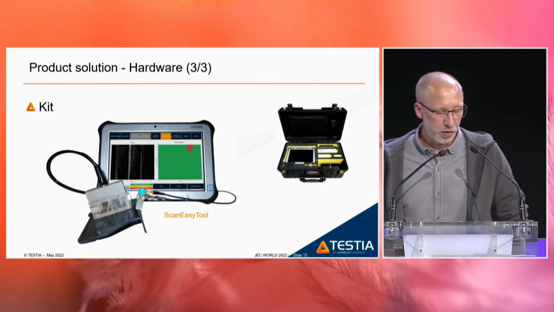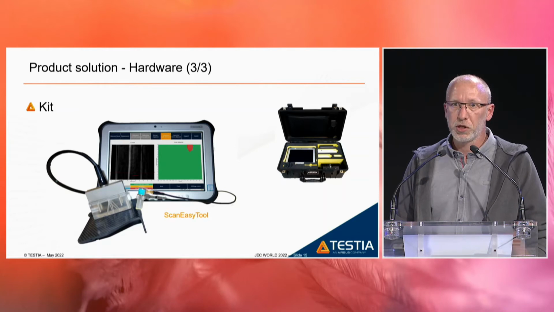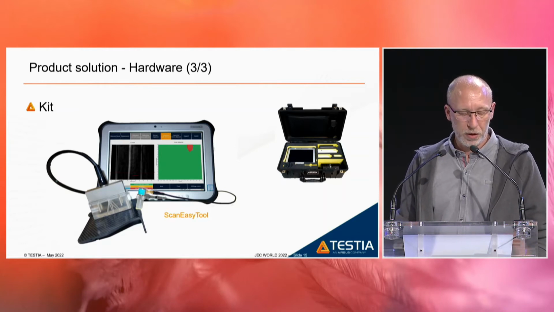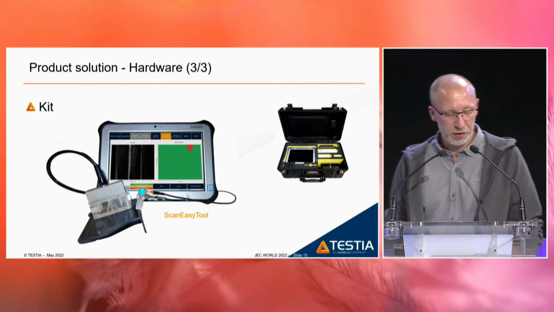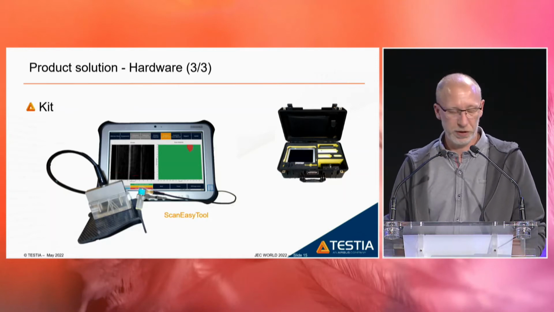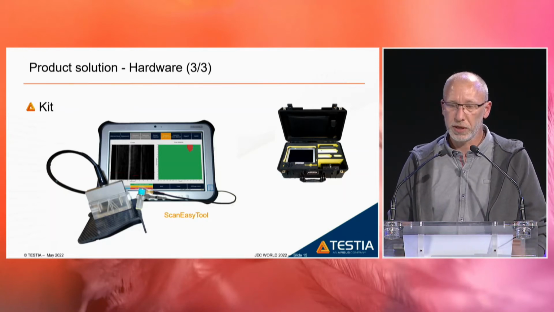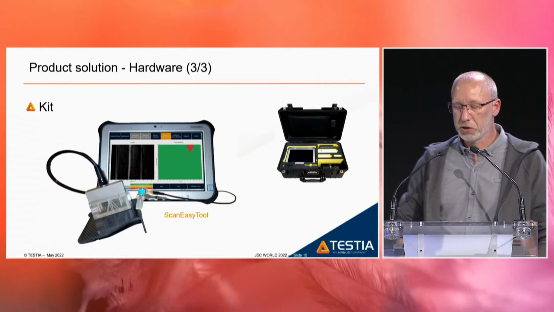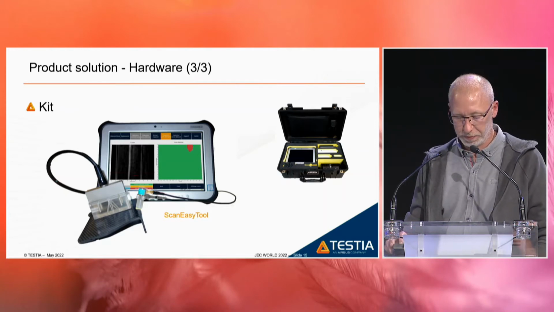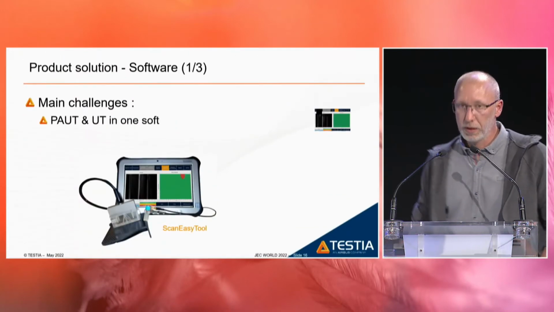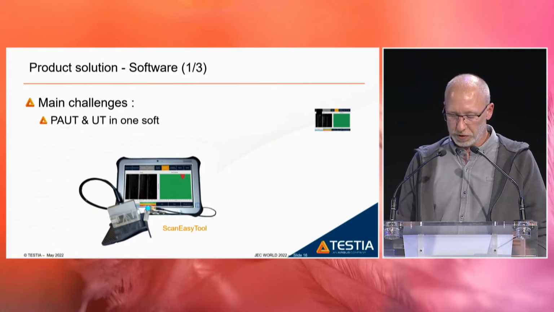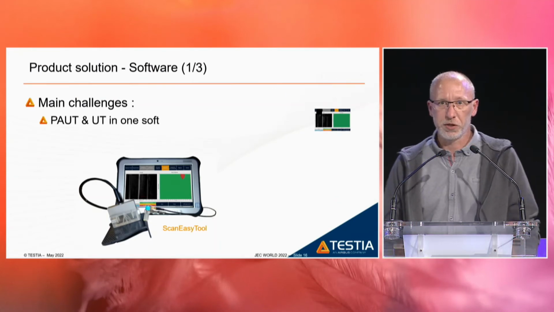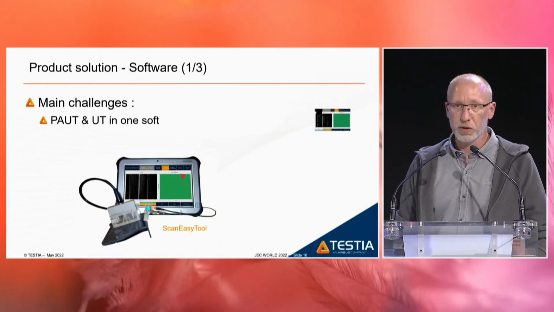Let's continue with our dedicated software to achieve the ScanEasy tool. Our software team is used to developing dedicated software for UT signal processing. Many tools are recognized and named in the Airbus specification. During the study, we determined that we had to solve two main challenges. The first one was the management of fast array and conventional UT in one software.